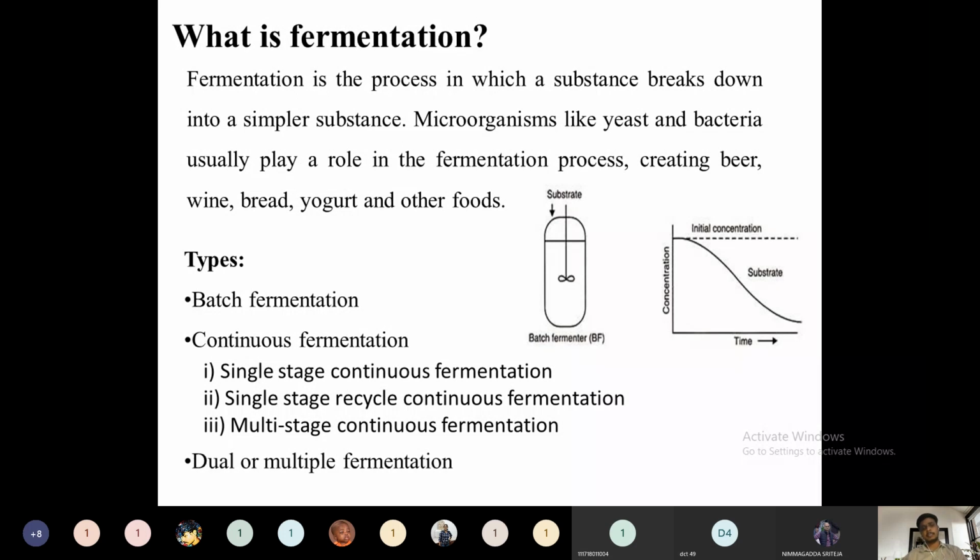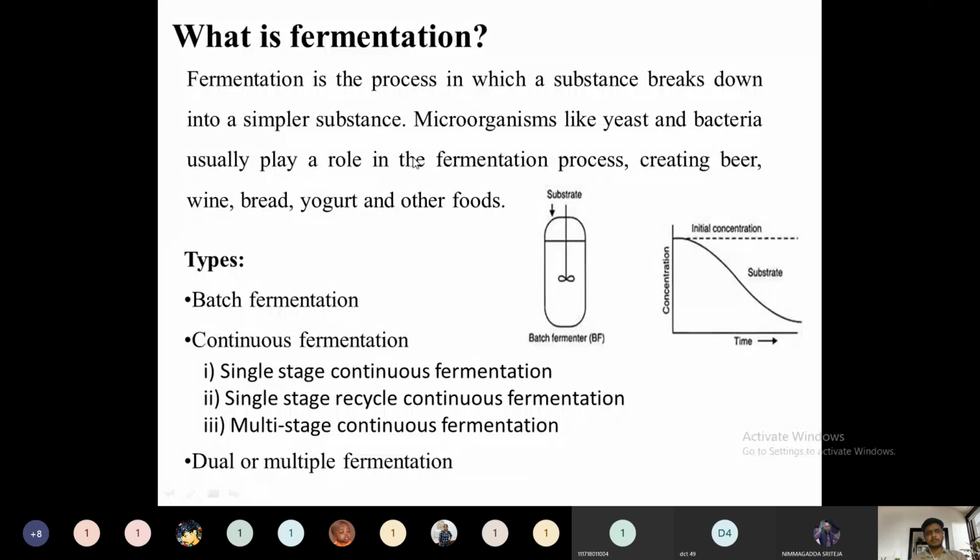Microorganisms like yeast, fungi or bacteria will play a major role in breaking down the large molecules like glucose, sucrose, etc. These larger molecules will break into simple molecules or simple substances. So the microorganisms play a major role in the fermentation process. Fermentation products such as beer, wine, bread, yogurt, curd, cheese, and other food items can be prepared using the fermentation process.